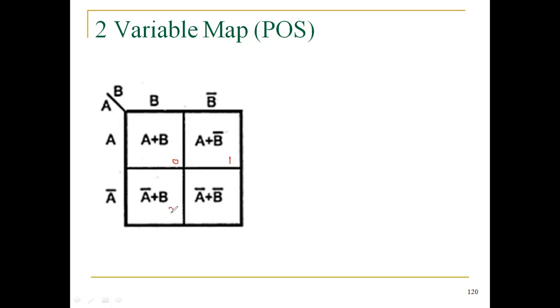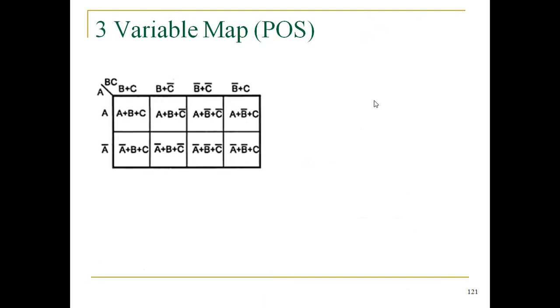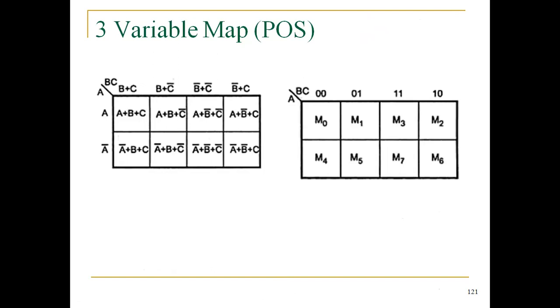First cell, second cell, and the third cell's values, and the corresponding max term. So here the max term values are like this. Similarly for 3 variable representation, nothing different, similar to the previous one. Since it is POS, all the variables are represented like this.